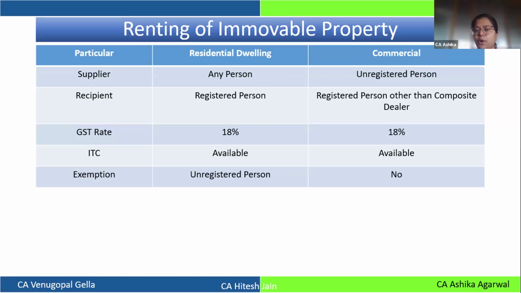But when it comes to commercial property, there is a good thing that they have excluded composite dealer. Because there are small people, like he said that multiple people take rents. So it's a good thing if you are a composite dealer, then even though you have received from unregistered person, you won't be liable to pay tax under RCM. However, under commercial, there is no exemption. However, for residential dwelling, as I said, if it's used for residential purpose and it's by unregistered person, then there is a specific exemption for it. So that needs to be taken care of.